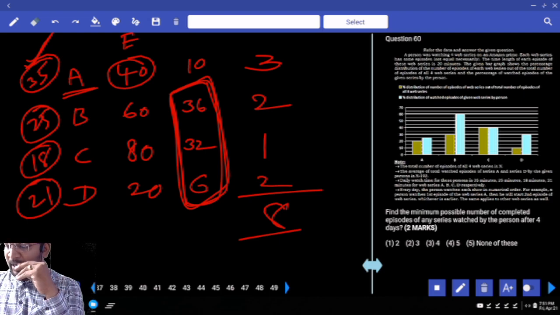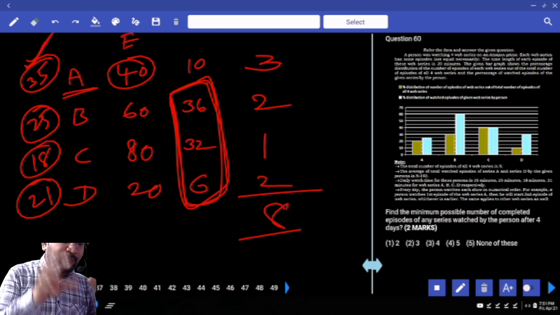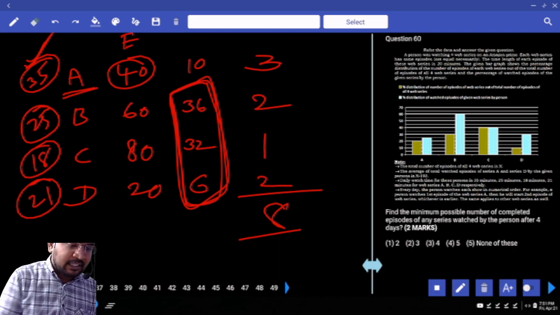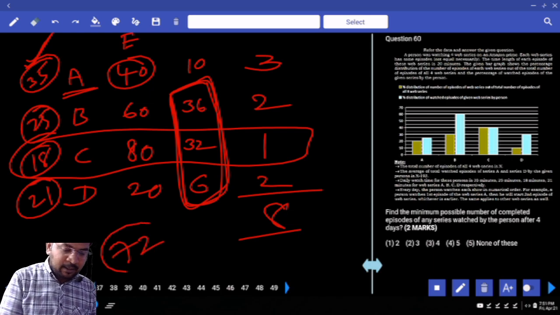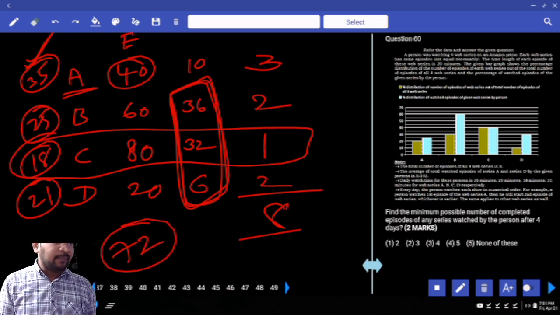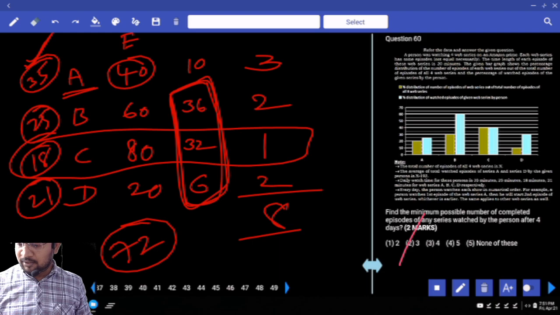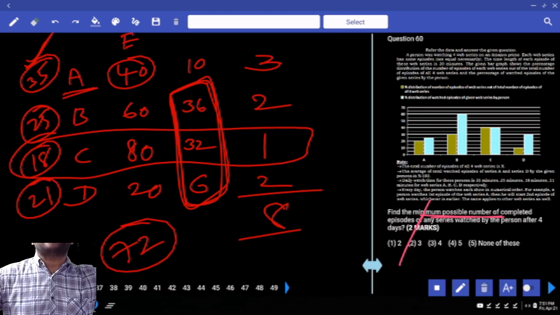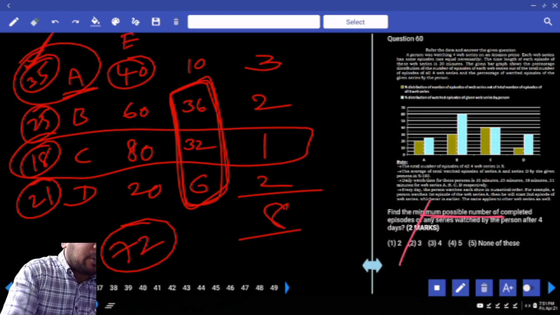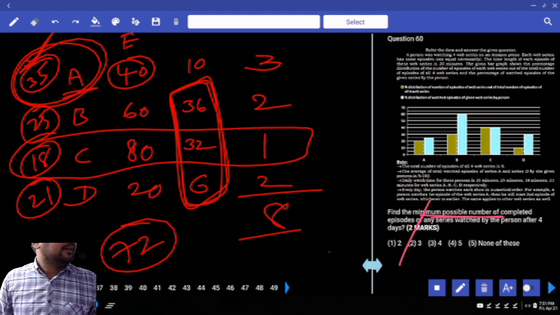Find the minimum possible number of completed episodes of any series watched by the person after 4 days. They're asking minimum. Where is the person spending minimum time? C. And we are talking about C. Per day 18 minutes. 4 days is nothing but 72 minutes. 72 minutes, how many episodes are possible? They're asking minimum. If they ask maximum, you have to consider A. Are you clear? Shall I go for the next question?